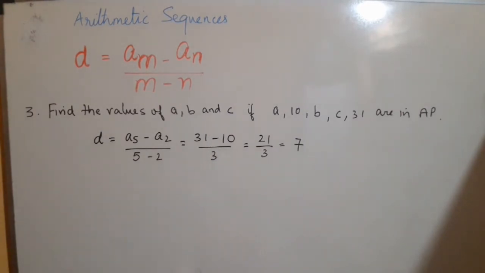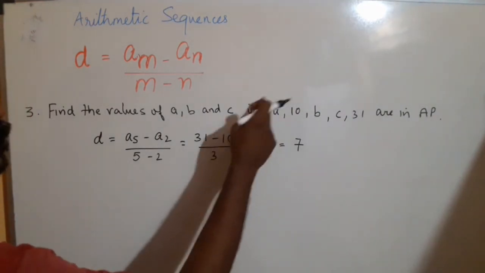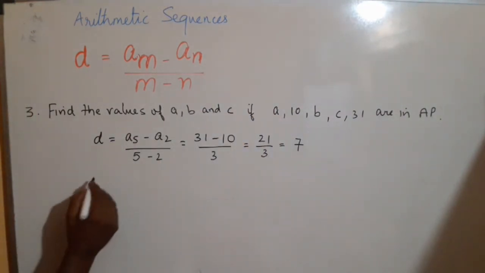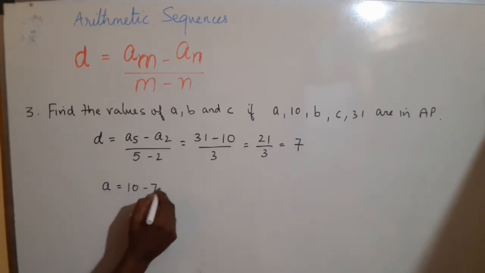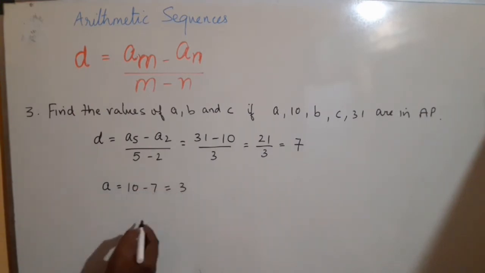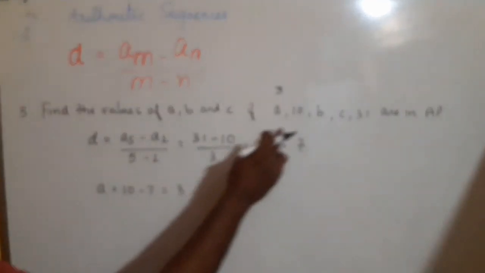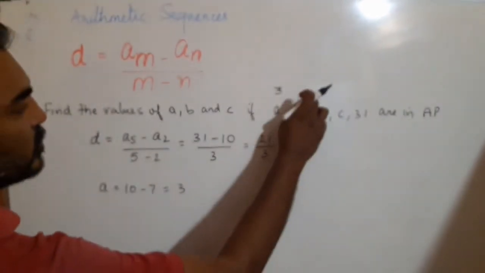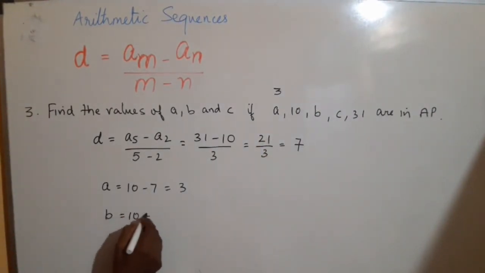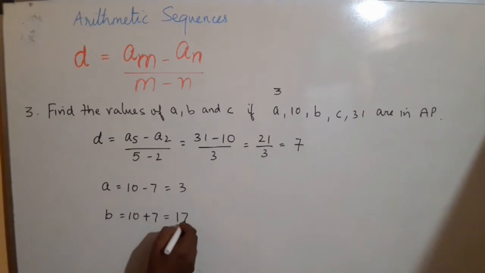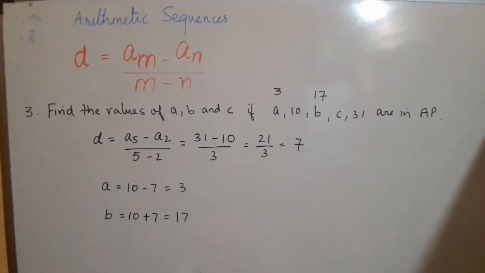Now it's a positive difference. So we add when we go to the right. But when we go to the left, we subtract. So the first term A is 10 minus 7, which gives us 3. So A is equal to 3. The next term is after 10. Since it is on the right, we add the difference. So B is equal to 10 plus 7 equal to 17. So B is 17.